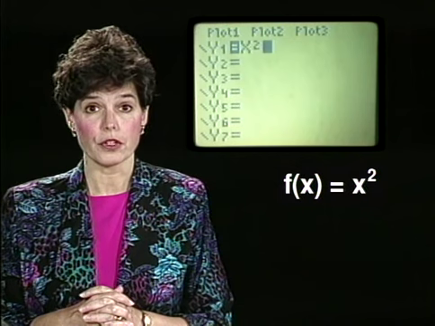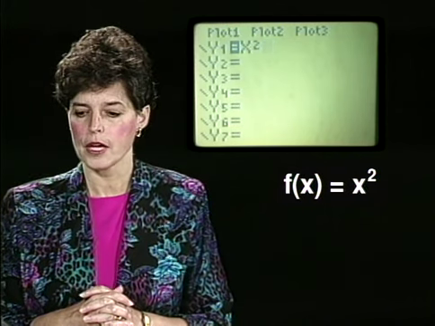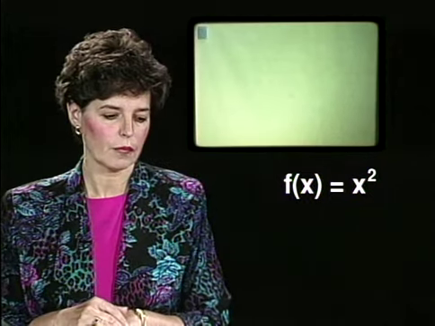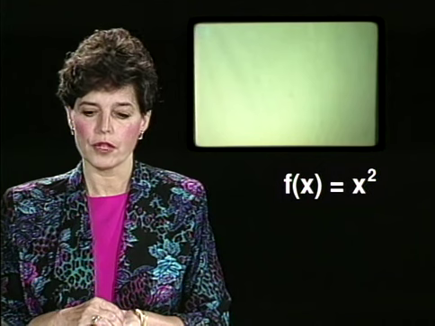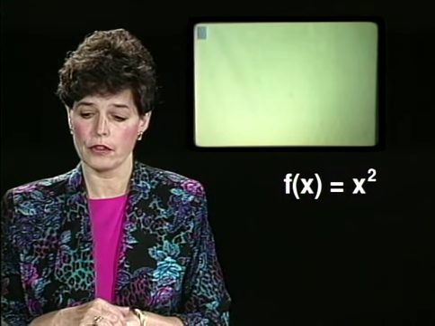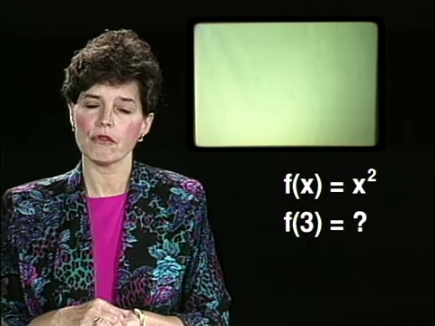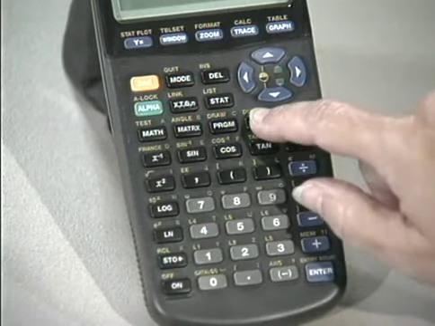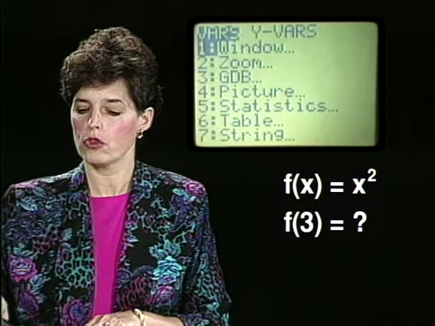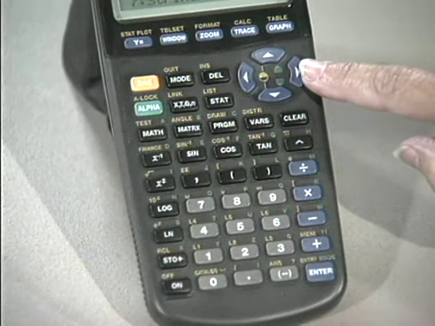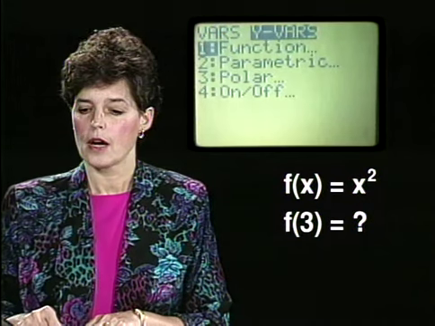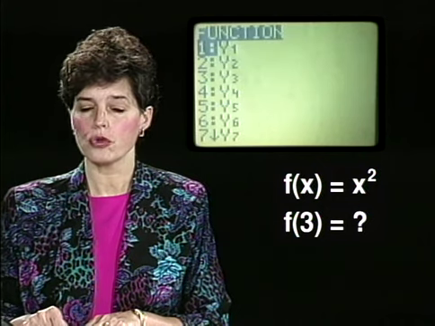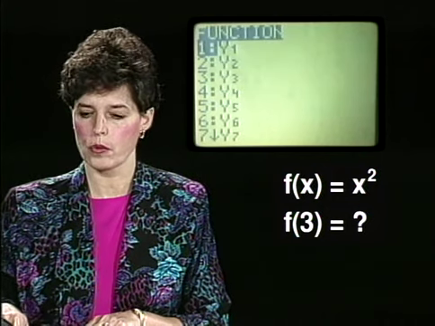Okay, let's remember that this is the problem that we're trying to evaluate, but let's go back to the home screen with second quit. I want to use the f of x equals x squared that I've got there already, but we're going to find f of 3. At this time, let's hit the vars key, go over to y vars by using your right arrow, choose number 1, which is function, and choose y1 because that's where x squared is.